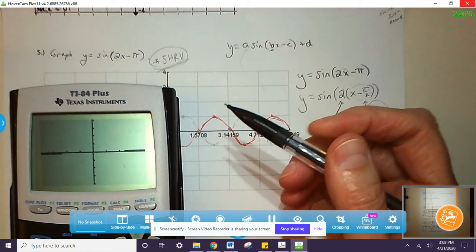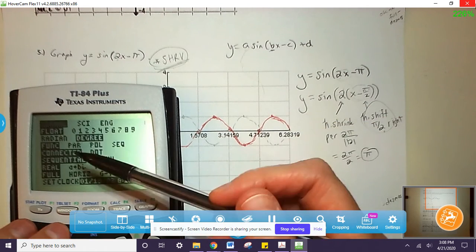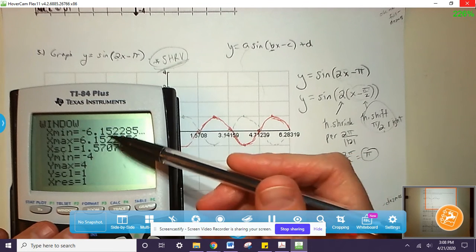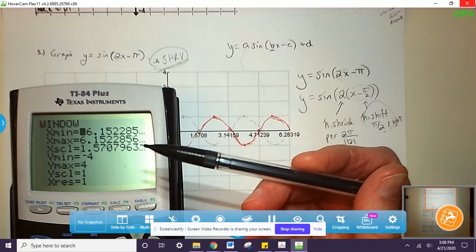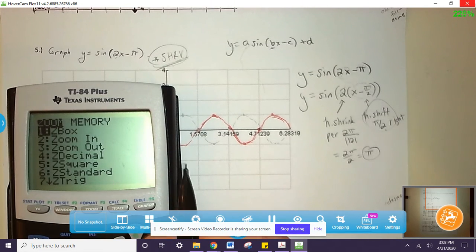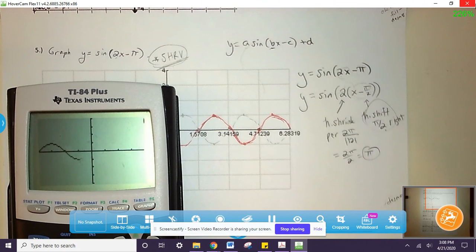Here's the reason. If you look, your mode is degrees. If you look, your window is set to radians. There's a disagreement here. So I'm going to show you something. I'm going to hit zoom, trig. And there's our sine graph. Looks pretty good.